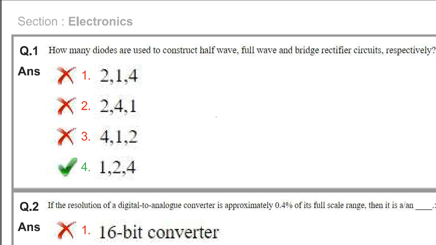Let's continue the DFCCIL Executive Electrical paper. In this section, we will discuss electronics. In my previous videos, I already discussed the solutions for electrical machines with the concepts and electrical circuits with the tricks. So this is a continuation of that series of the DFCCIL Electrical Executive paper. Okay, so let's start the questions here.